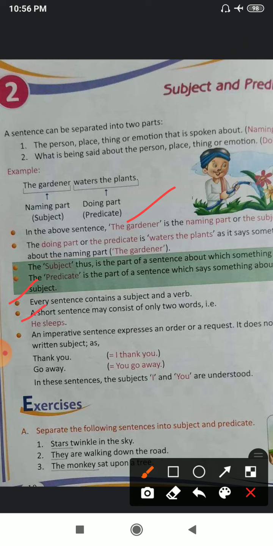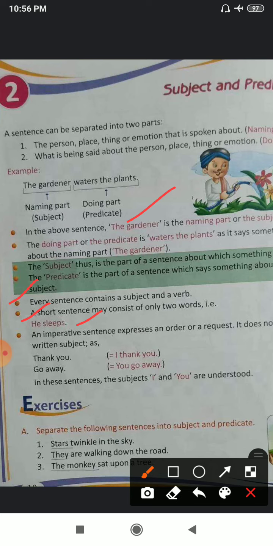Now, a short sentence may consist of only two words, for example, He sleeps. This is a short sentence: he sleeps. An imperative sentence expresses an order or a request. It is not written with a subject, as in Thank you, that means I thank you, or Go away, you go away.